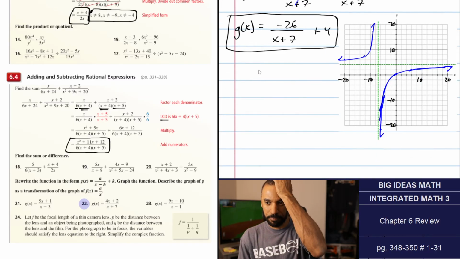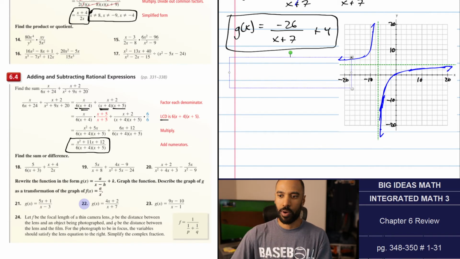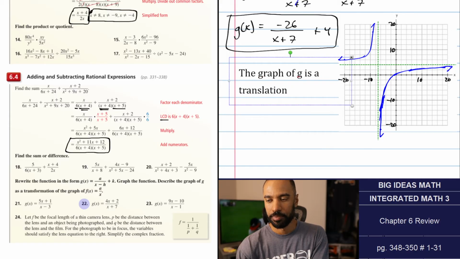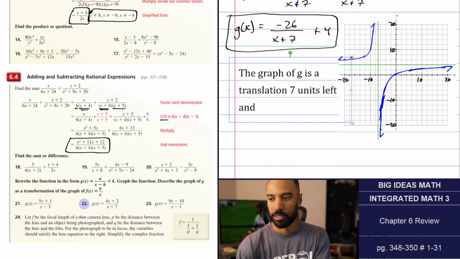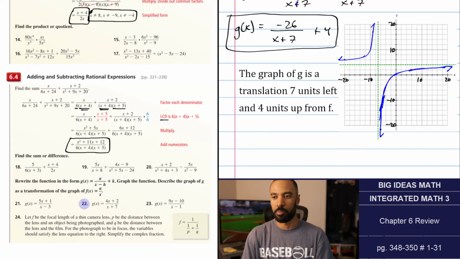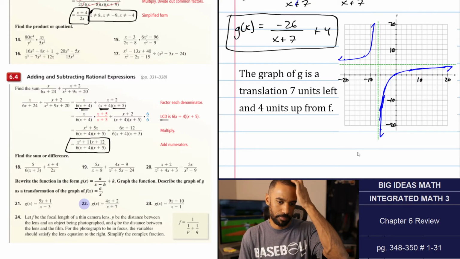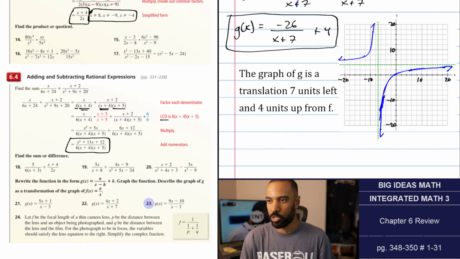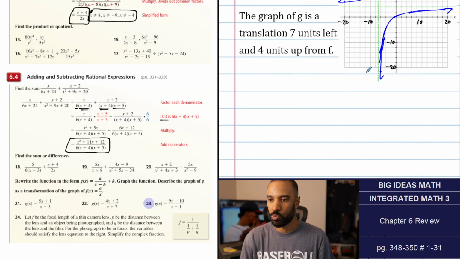Not domain. Transformations. The graph of g is a translation 7 units left and 4 units up from f. f of x would have been negative 26 over x. Number 23 says g of x equals 9x minus 10 over x minus 1.